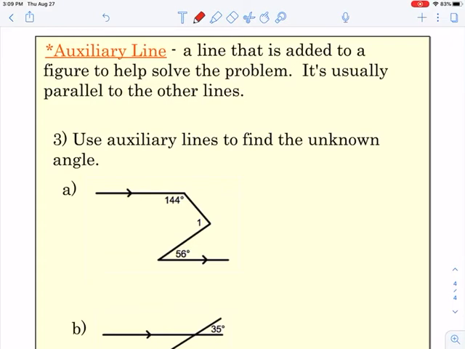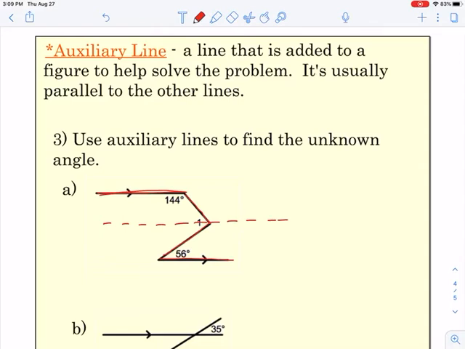For example number 1, you can see that this line is parallel to this line. But I can't really tell you much, because the two line segments that make up angle 1 form a weird angle. They're not alternate interior angles with a specific line that's drawn or anything like that. So I'm going to draw a third line that's parallel to the other two.